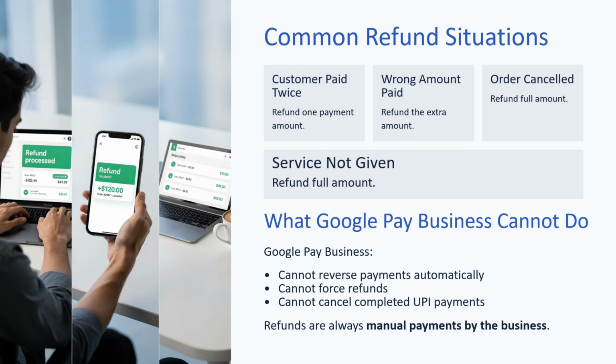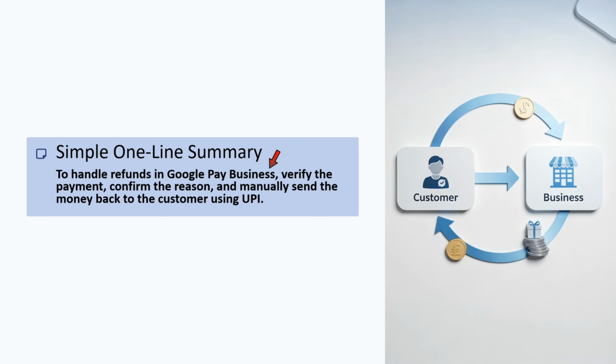What can Google Pay Business not do? Google Pay Business cannot reverse payments automatically, cannot force refunds, and cannot cancel completed UPI payments. Refunds are always manual payments by the business. The summary is: to handle refunds in Google Pay Business, verify the payment, confirm the reason, and manually send the money back to the customer using UPI.